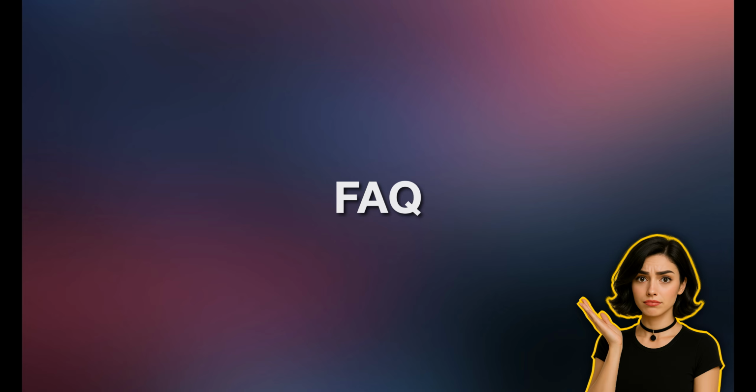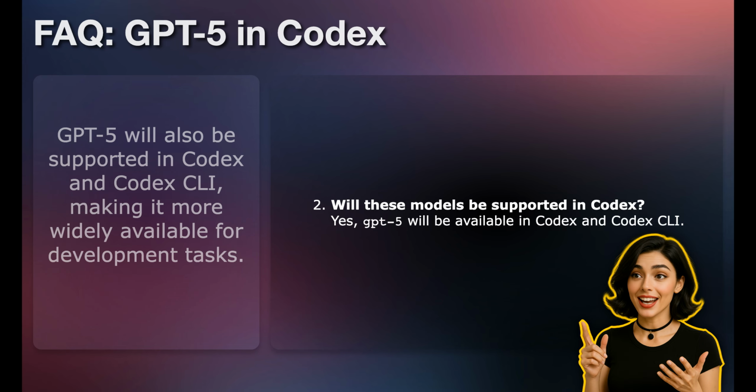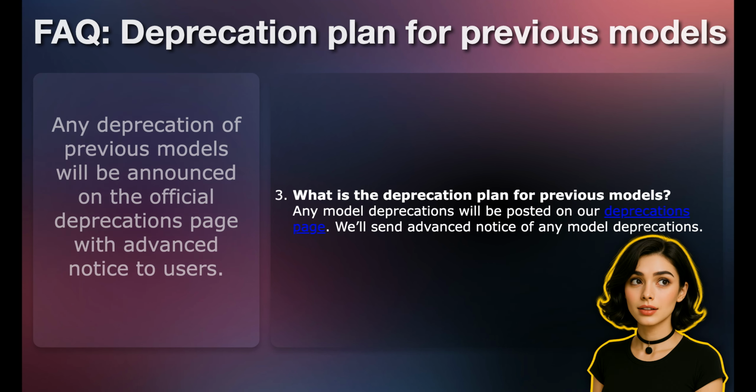Let's address some frequently asked questions about GPT-5 integration and migrations. In ChatGPT, there are two models, GPT-5 Chat and GPT-5 Thinking, that handle reasoning or minimal reasoning, with a routing layer choosing the best model for the user's query, or users can pick reasoning manually. GPT-5 will also be supported in Codex and Codex CLI, making it more widely available for development tasks. Any deprecation of previous models will be announced on the official deprecations page with advance notice to users.